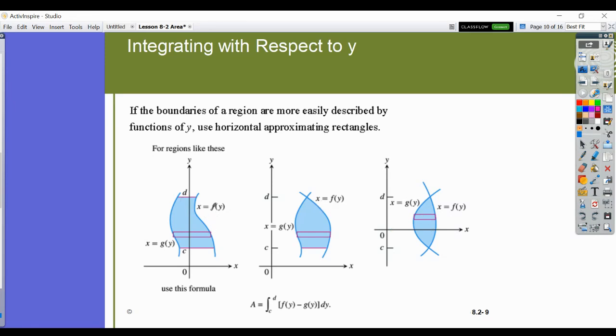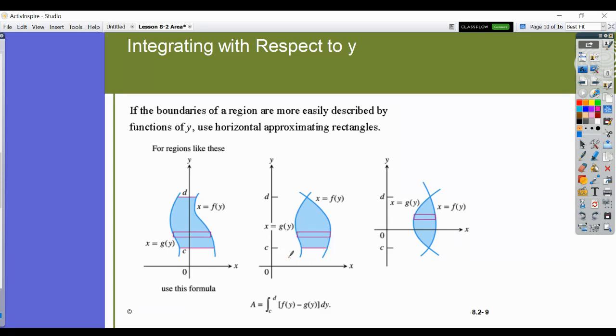In order to do that, the only thing that really needs to happen is your function needs to have y as the variable instead of x. So you need to have x equals a bunch of stuff with y, instead of y equals a bunch of stuff with x. Then we can do the integral just like we did before: the integral over the interval of f of y minus g of y dy, whichever one's on top.